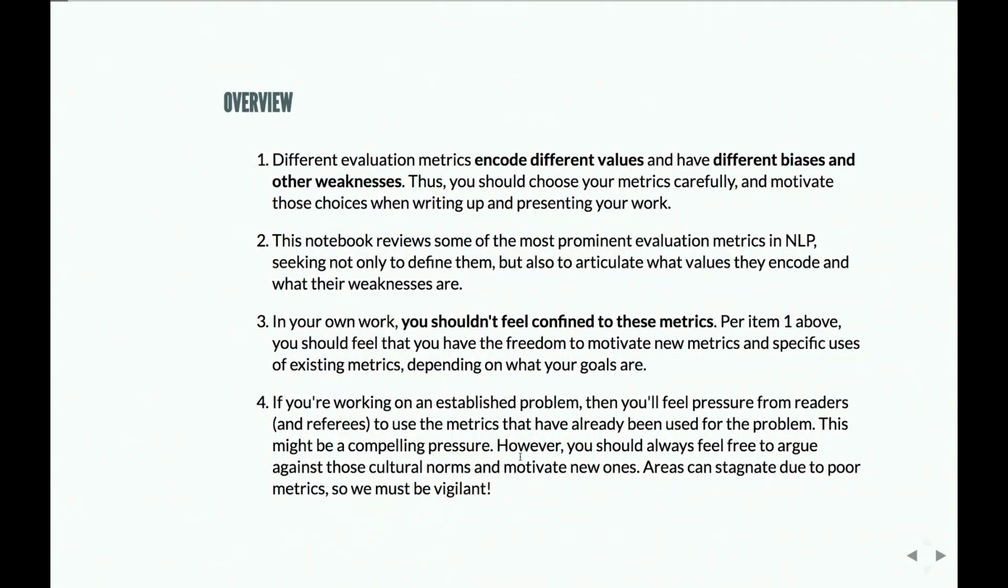Here's the overview. Different evaluation metrics encode different values, in the sense of what we value in a system. And they also have different biases and weaknesses. None of these metrics is perfect, because all of them are encoding different values, and values can vary. So you should choose your metrics carefully and motivate these choices when writing up and presenting your work. I would love to see passages where, even if you're doing something that's the default for your problem, you still articulate why it's the choice that you made.